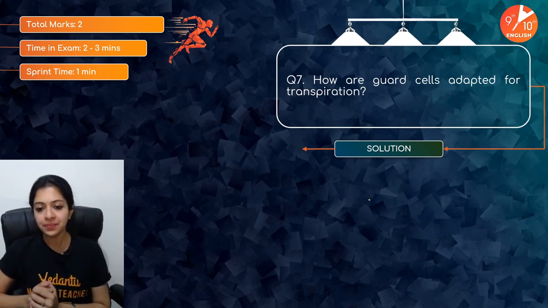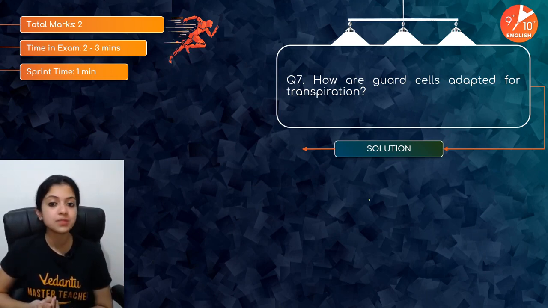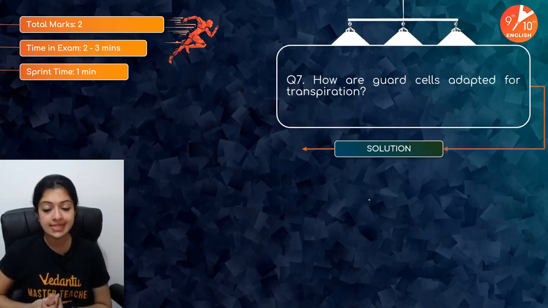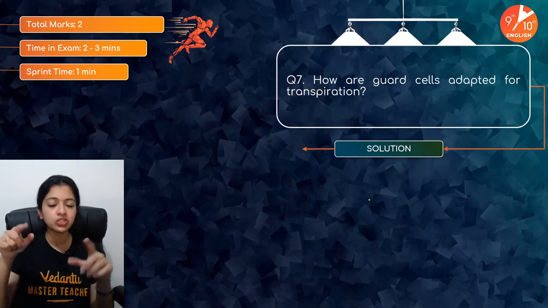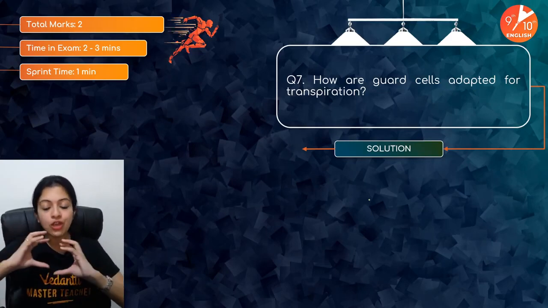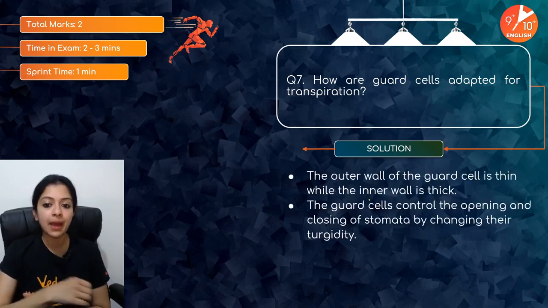Right, children, now have a look at this. How are guard cells adapted for transpiration? Guard cells. What are guard cells in the first place? Guard cells are those bean-shaped or kidney-shaped cells which flank stomata. So how are they adapted for transpiration?